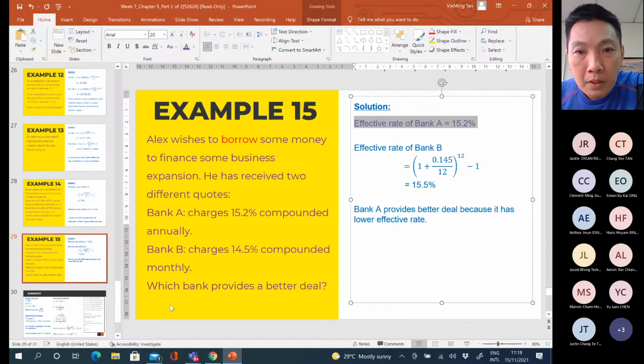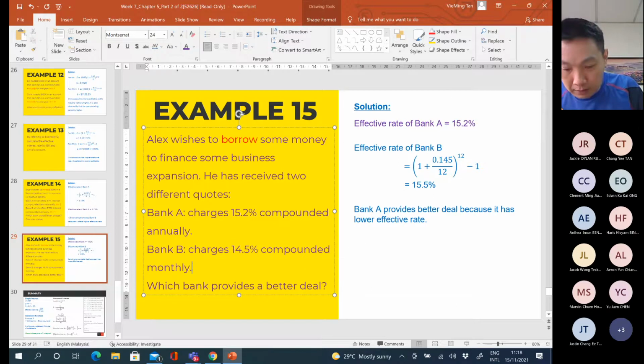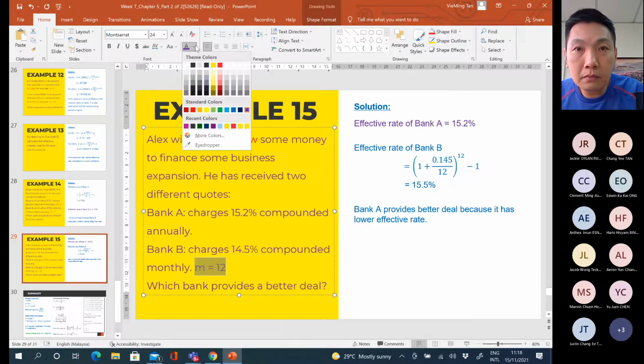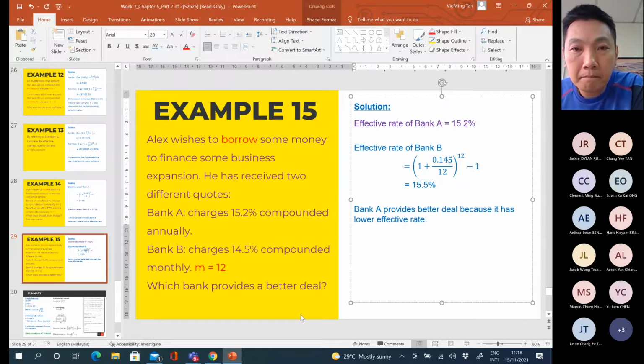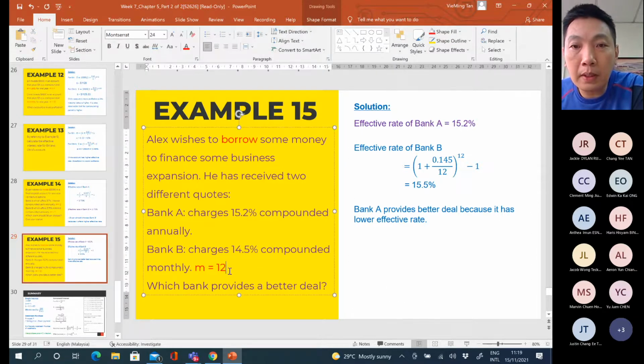Bank B charges 14.5% compound monthly. M is 12. Because it compounds more than one time in a year, 14.5% refers to the nominal rate. So we need to calculate the effective rate.